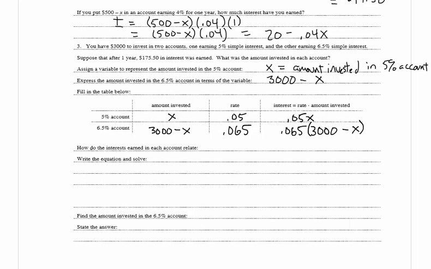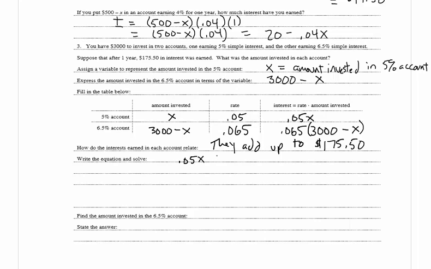And then it asks, how do the interest earned in each account relate? And we could say they add up to $175.50. And now we want to write the equation and solve. So we want to take the interest we earn in each account and add them together, and then set that equal to 175.50.